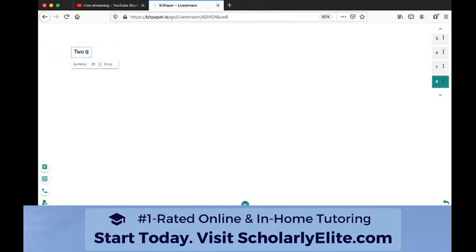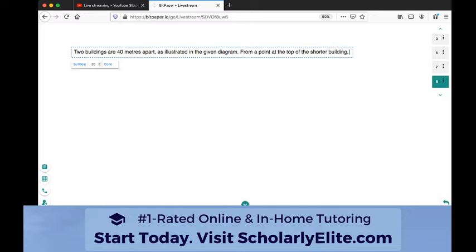Okay, so I'm going to first type out this here. So, two buildings are 40 meters apart as illustrated in the given diagram. And I'll draw a diagram right after this. A point at the top of the shorter building. And sorry guys, I had intended to do this in advance, and then we had serious internet Wi-Fi issues right before we started the grade 9 class, and that did not go so well. So, to the top of the shorter building, the angle of elevation to the top of the taller building is 37 degrees.